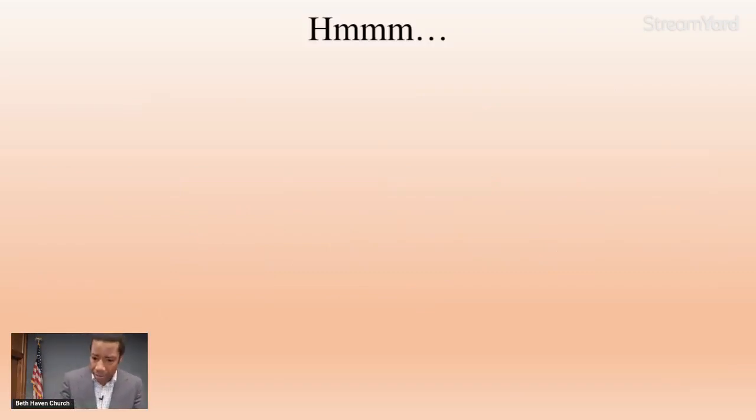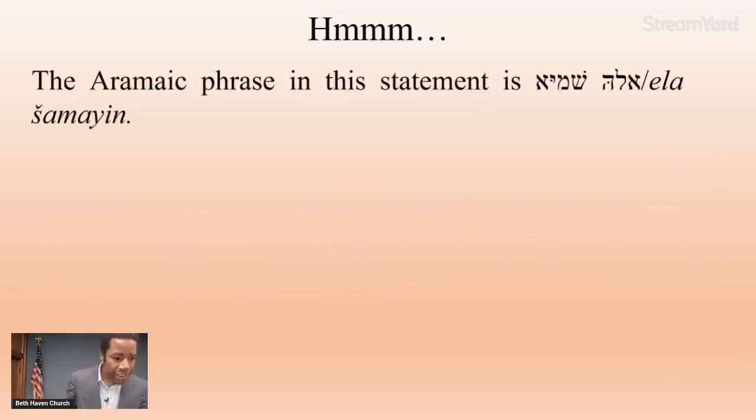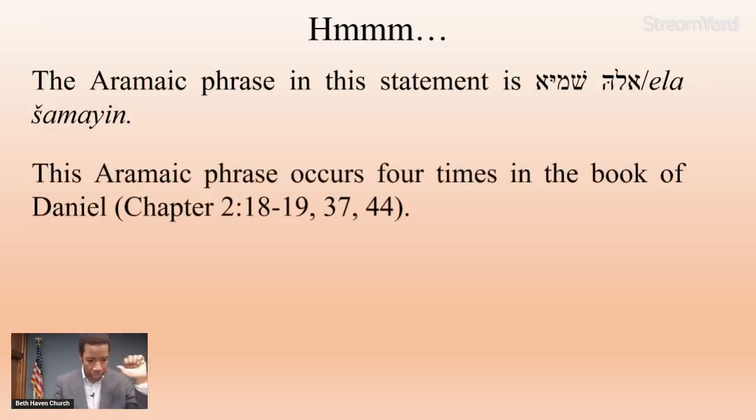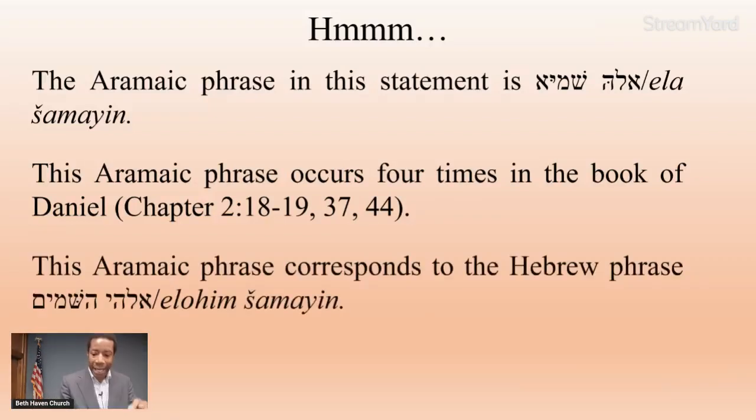Well, this Aramaic statement is interesting. The Aramaic phrase is elah shemayin, okay? This Aramaic phrase occurs 4 times in the book of Daniel: Daniel chapter 2, verses 18 to 19, 37 and 44, respectively. By the way, this Aramaic phrase corresponds to the Hebrew phrase Elohim shamayim, the God of heaven.